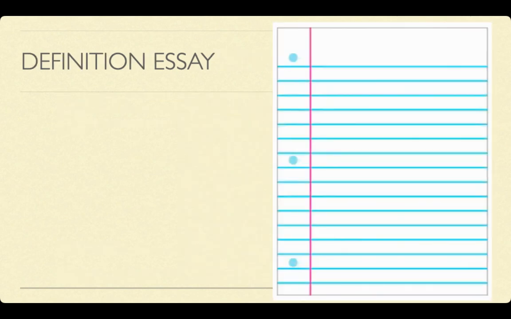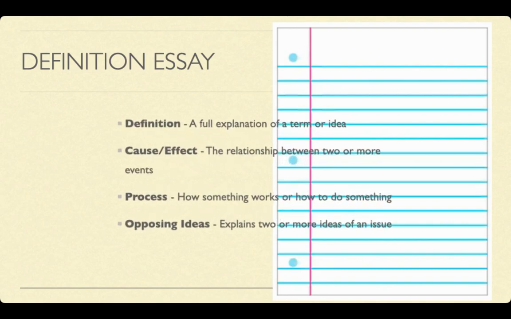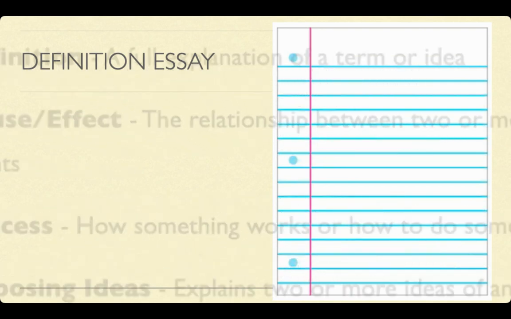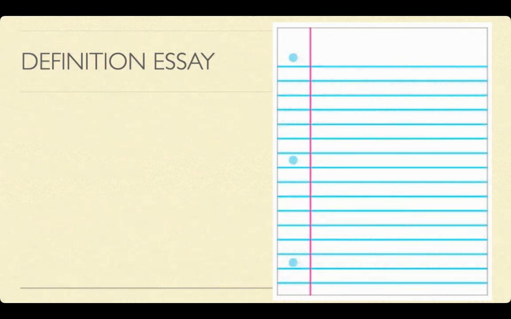Now, let's look further at the four types of expository essays that we referred to earlier, and we use those to identify the individual parts of the organization of the first or introductory paragraph. The definition essay provides the full explanation of a term or idea, keyword being explanation. It could also provide an explanation of what a term or idea is not. Here we'll look at the introductory paragraph of a definition essay about the flu virus.